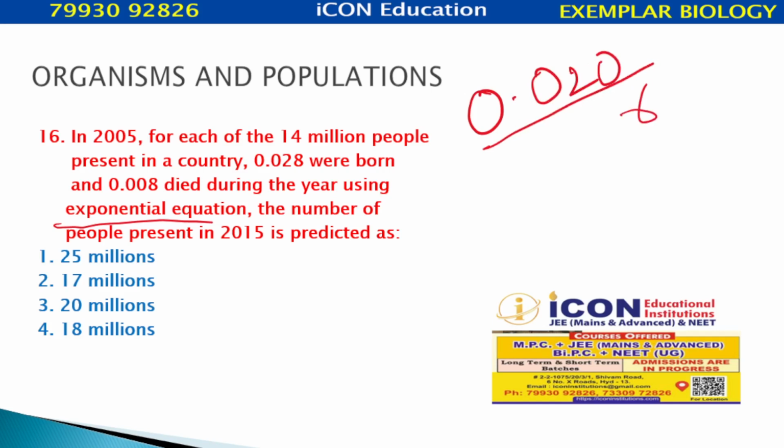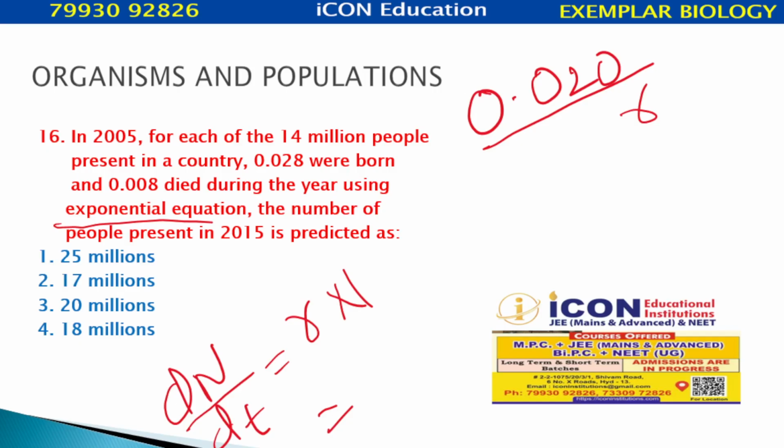Okay, then now let's start the formula. dN by dt equal to rN. From r we got 0.02. And what is N? Previous population, how much they said? The 2005 population, they said 14 million, and the time duration is 10 years. So dN by dt equal to 0.02 into 14.